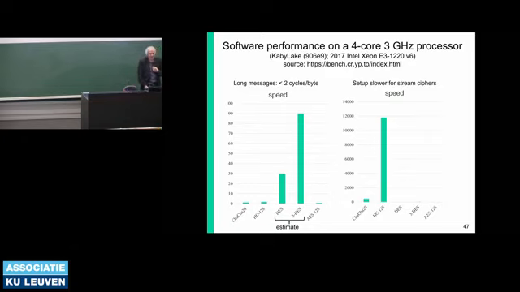So you see that if you encrypt long messages, and you have no hardware support for AES, then stream ciphers are better. But if the messages are short, or you have hardware support, then nobody can beat AES at this moment.